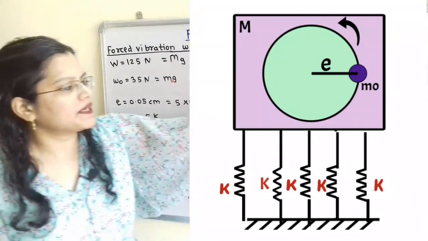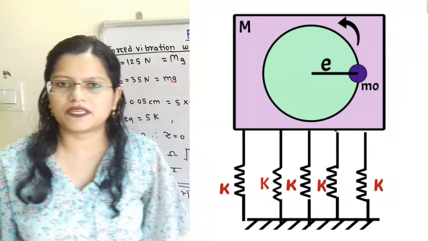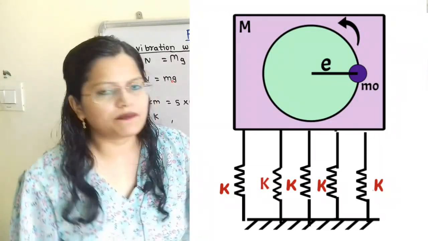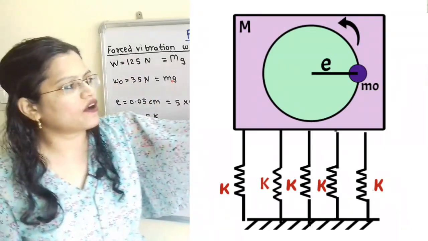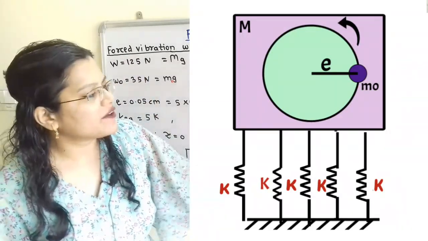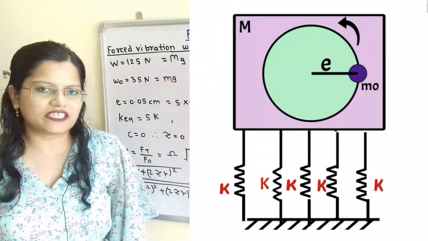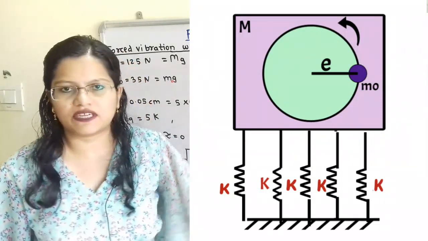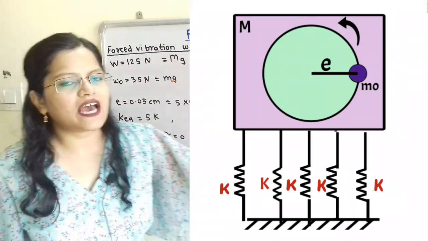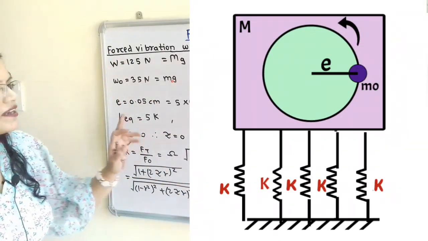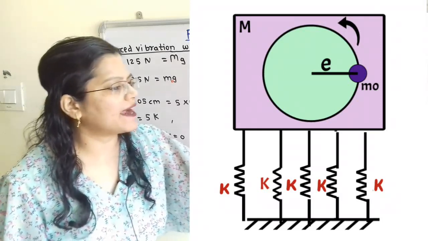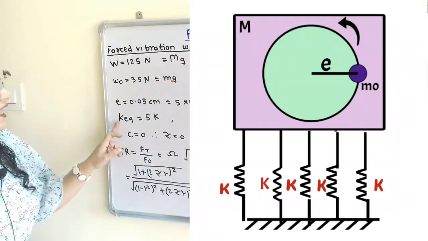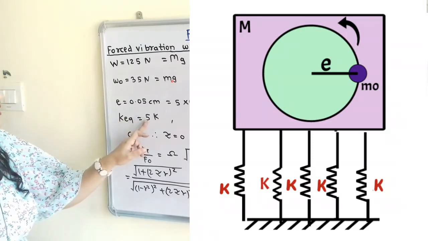Now this system is supported on 5 springs. If we observe, all these springs are in parallel because the weight of this machine is equally distributed on the 5 springs. So we have to calculate the equivalent spring stiffness. Because these springs are parallel, K equivalent is equal to the sum of all the stiffnesses, that is 5 times K. So K equivalent is equal to 5K.